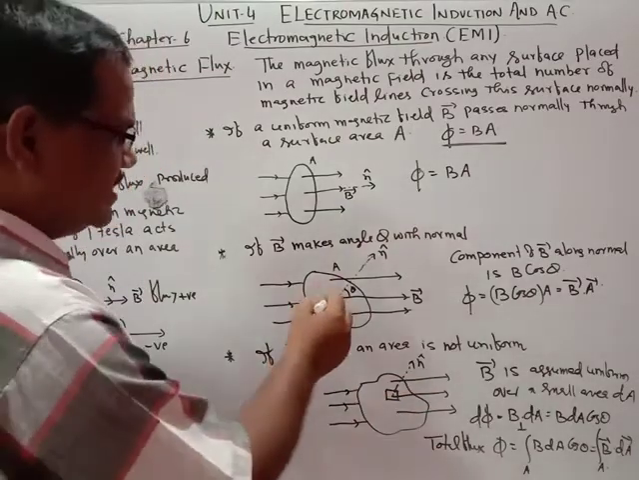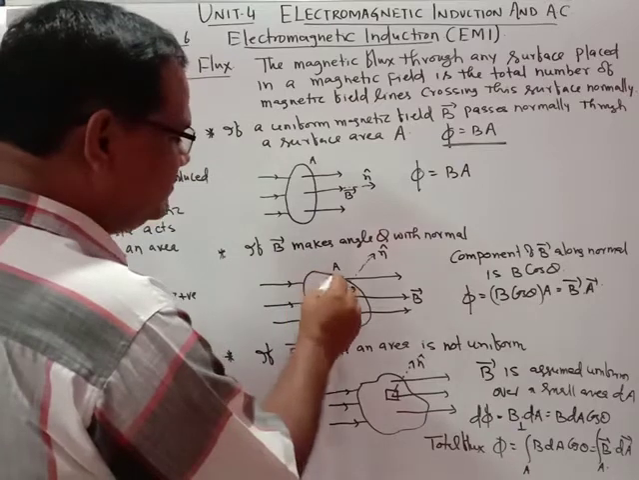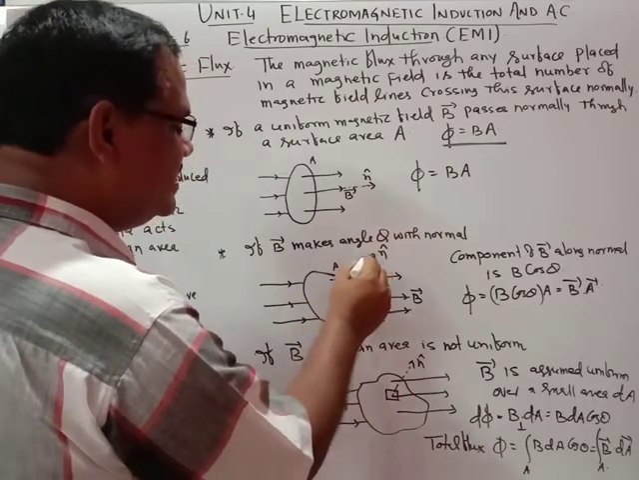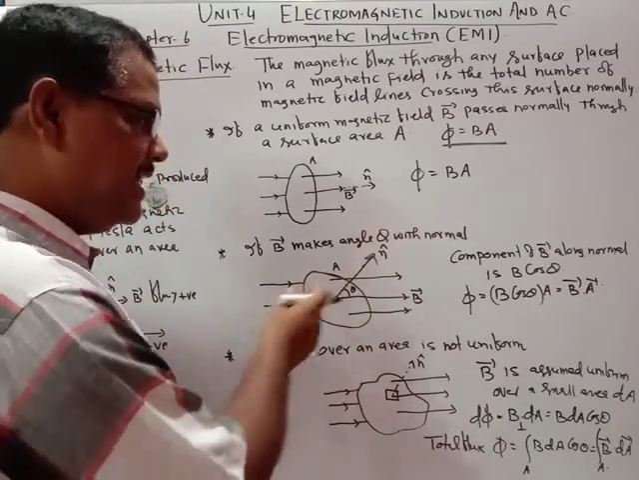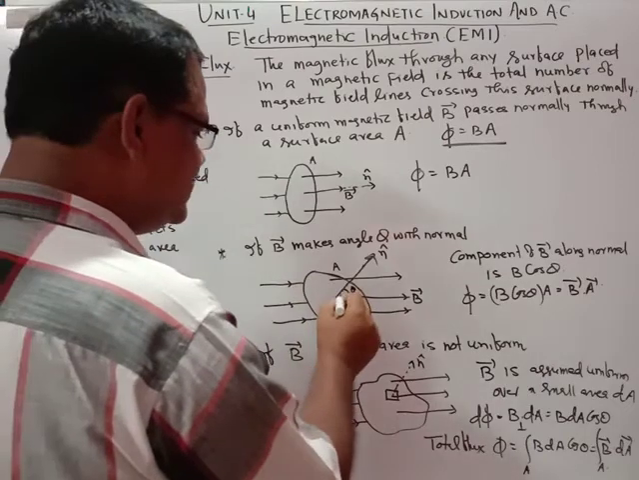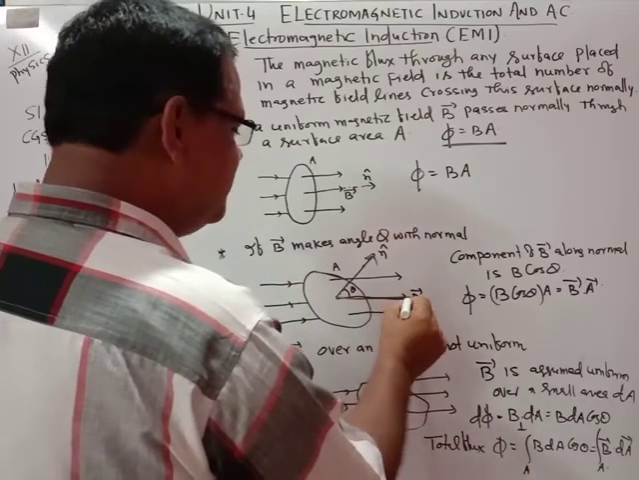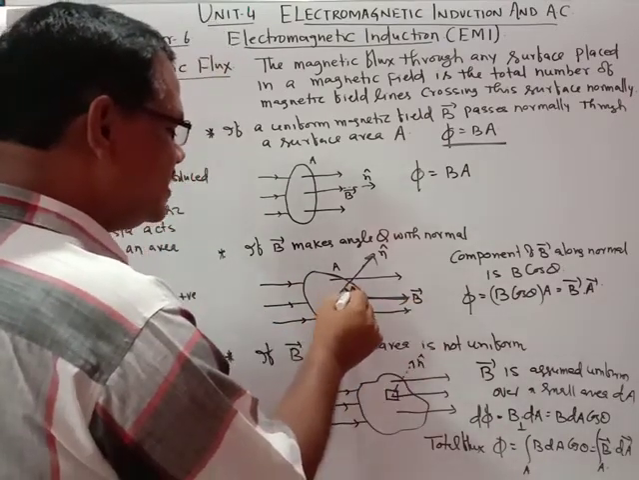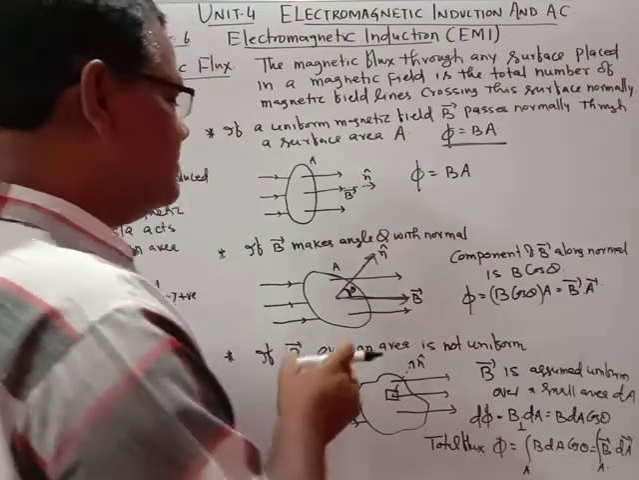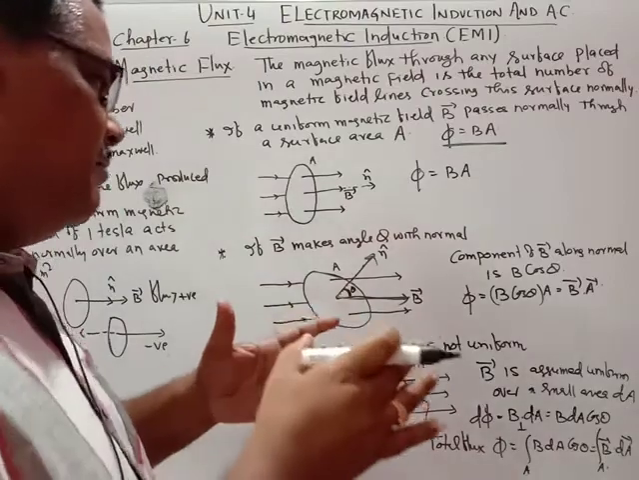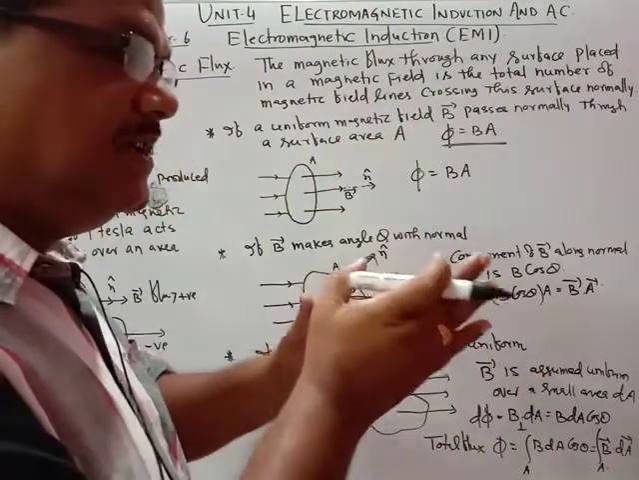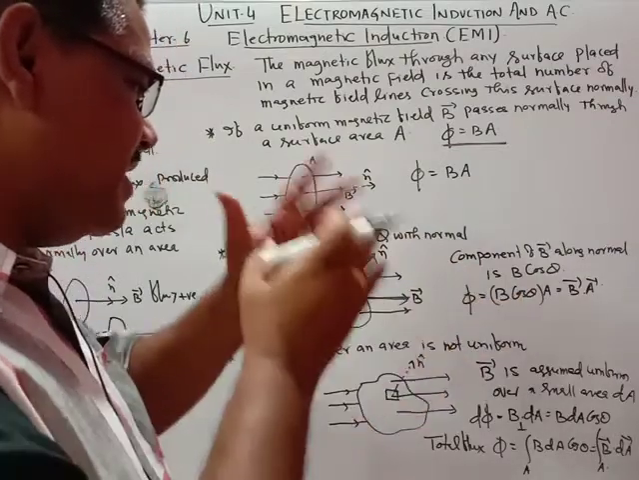If the magnetic field makes an angle theta with the normal to the area, what happens? This is the case. This is the surface area, and the normal to the surface area is along this direction. You can call it the area vector. This is the direction of the area vector, and this is the direction of the B vector, the magnetic field vector, and both make an angle theta. Our target is the component of the B vector in the direction of the normal.